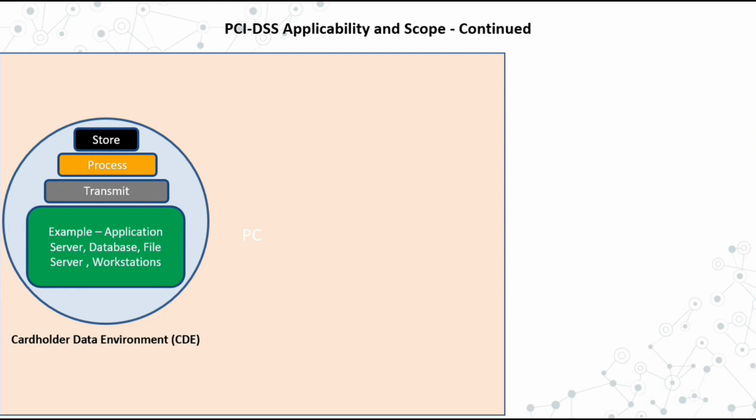But when it comes to the data, the network doesn't know data. It just knows the packets, the headers, footers, the source, destination, those things. So here, the systems which store, process, and transmit the card data, here we have to be very precise with it. The cardholder data, those are called the cardholder data environment.